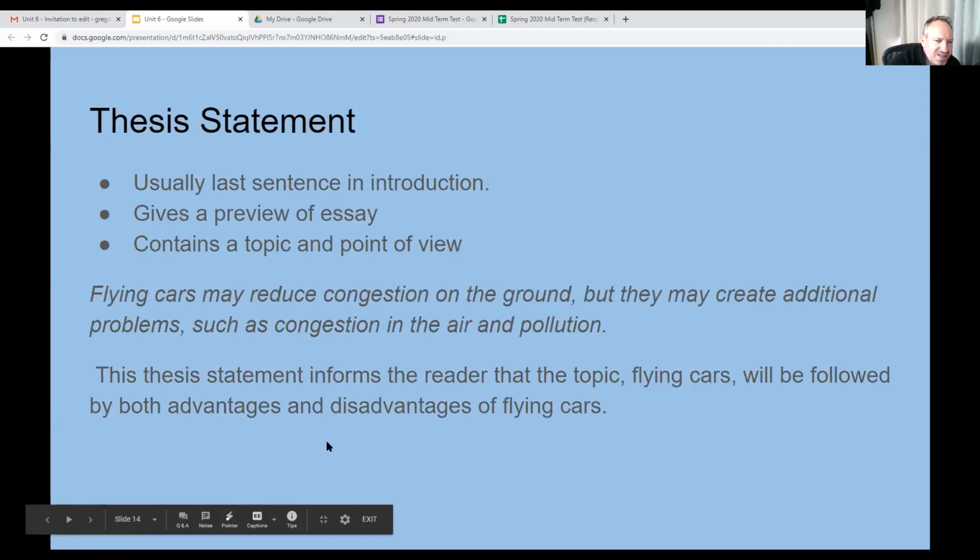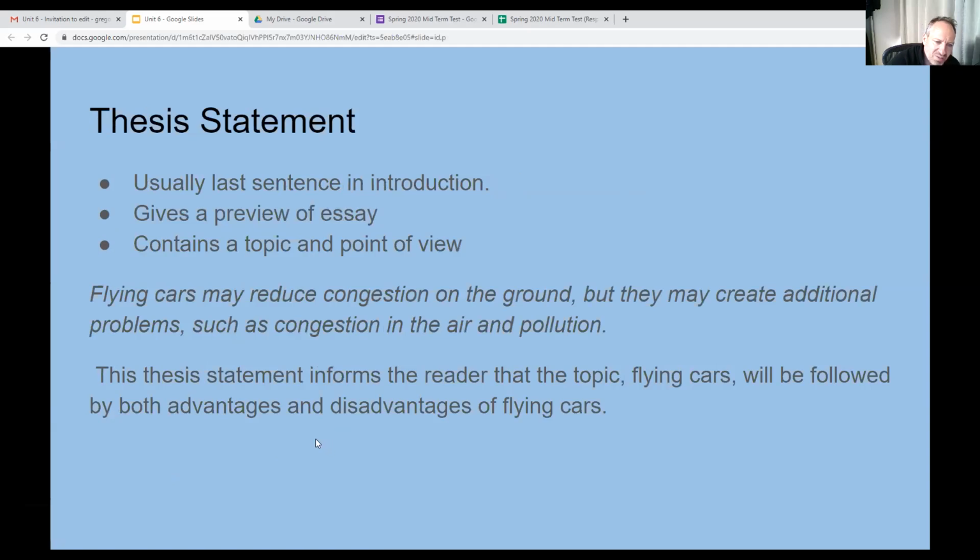Okay, the thesis statement is a critical part that sets the structure of your essay to come. So it's usually the last sentence in an introduction. It gives a preview of the essay, and it contains the topic and the point of view, the main opinion, what you're going to discuss and try to argue in favor of or against. Yeah.